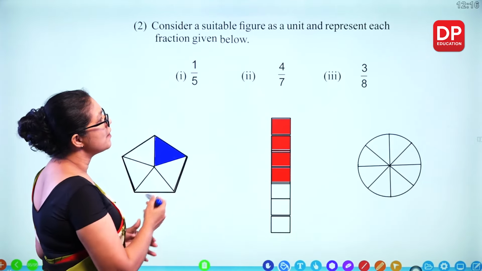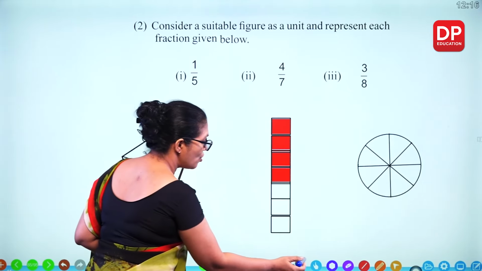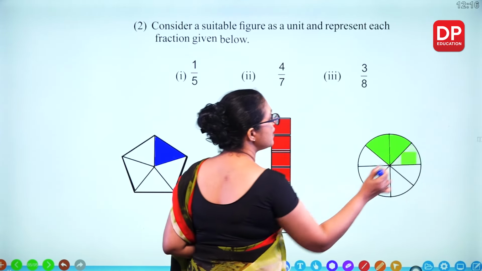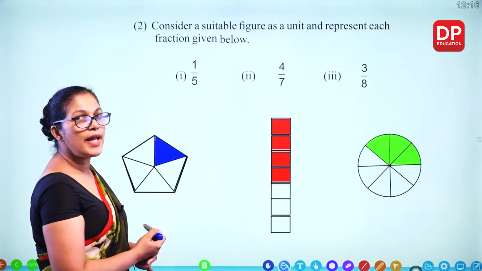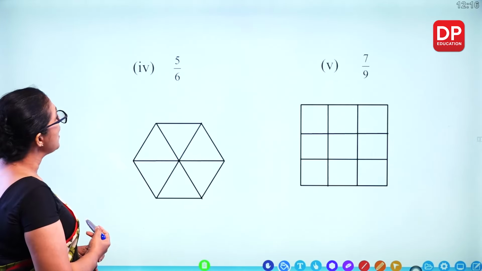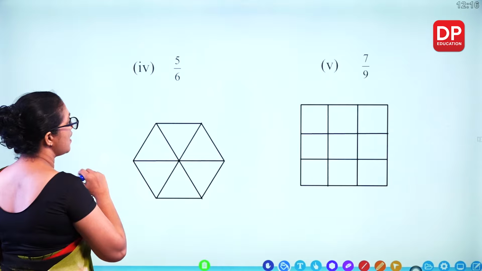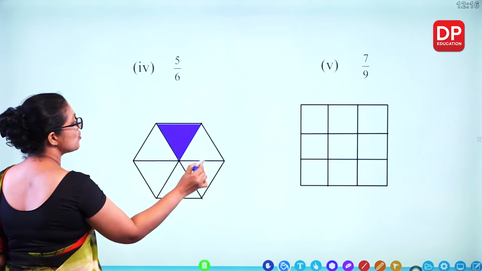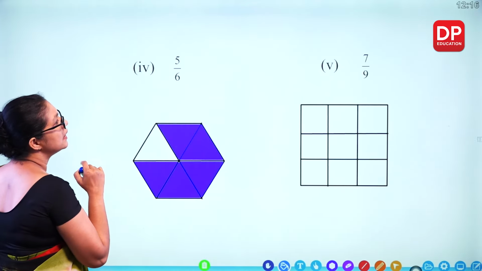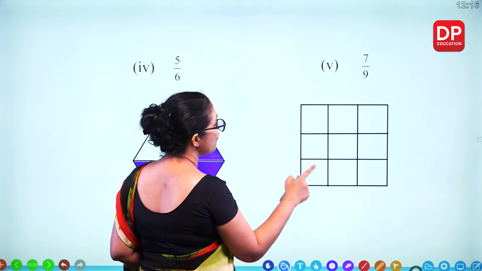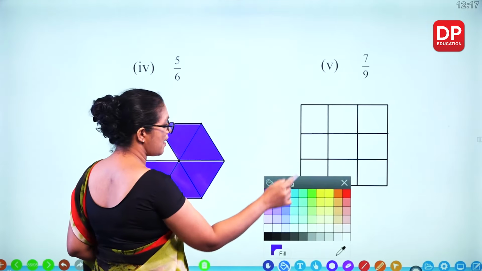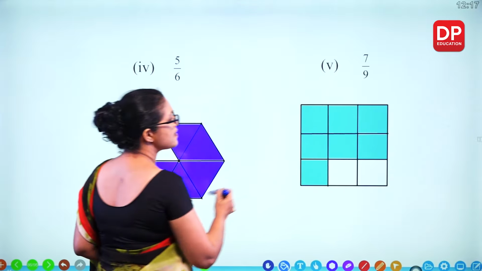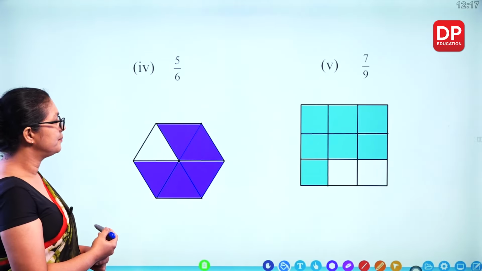8 parts are there in that figure. 3 parts we need to shade. 3 parts. 1, 2, 3. 3 parts out of 8. 5 parts out of 6. So 6 parts are there. So we need to color 5 parts. 1, 2, 3, 4, 5. And 7 parts out of 9 we need to color. 9 parts are there. So 1, 2, 3, 4, 5, 6, 7. 7 parts we need to color.